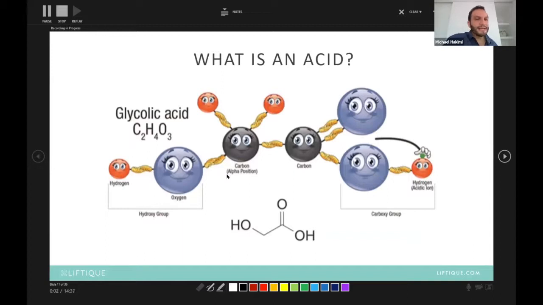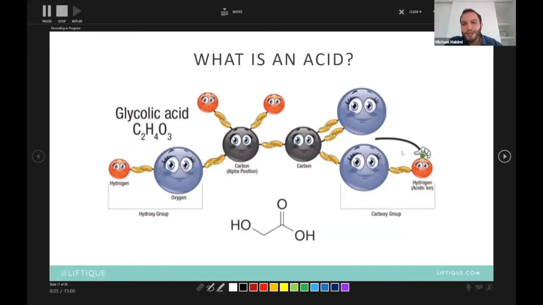Now let's talk about acids. Without going too much into chemistry, I didn't mean to scare you with this molecular structure here. Glycolic acid is probably the most common acid you've heard of. It's in most of your skincare lines, or if you go for a very light peel at your spa or esthetician, you've had a glycolic acid peel.